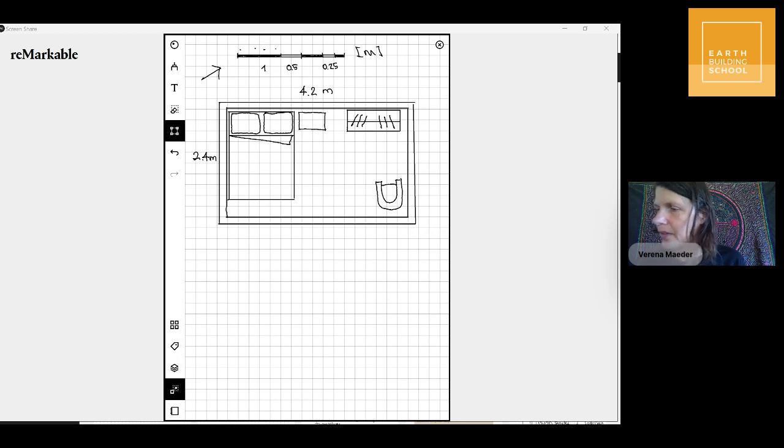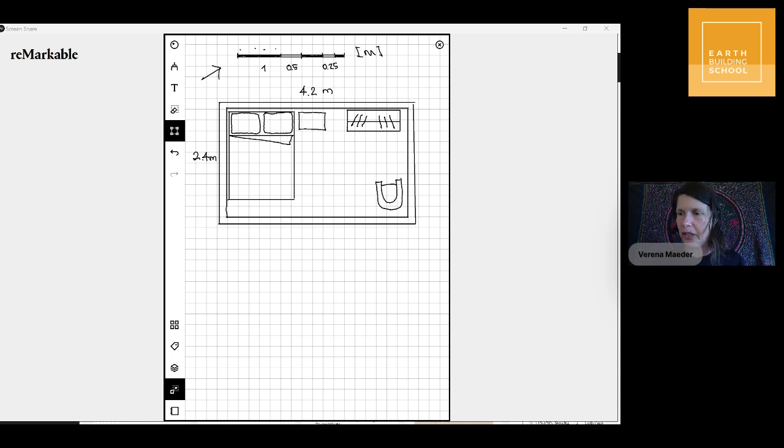So you see how if you had these pieces of furniture cut out, you could play around. You could see how does it work if the bed faces the other way, or if I want to have enough space to walk around the bed. Not everyone likes just getting into the bed from one side. So play around with it.